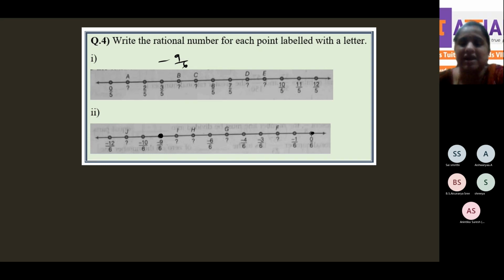Draw a number line. Start off with 0 by 6, minus 1 by 6, minus 2 by 6, minus 3 by 6, and move on till you get minus 9 by 6, and then show one rational number extra, minus 10 by 6. Or you can go up to minus 12 by 6. Minus 6 by 6 is minus 1, minus 12 by 6 is minus 2, and 0 by 6 is 0. So 0, minus 1, minus 2.